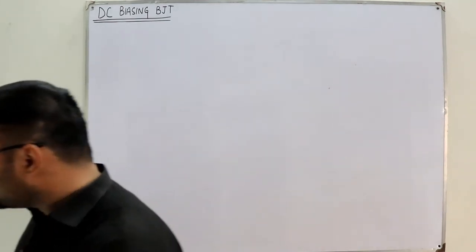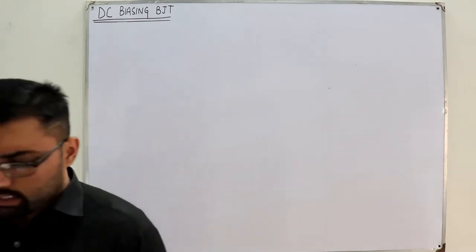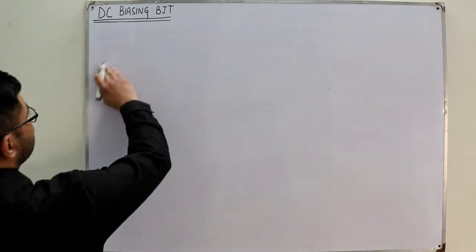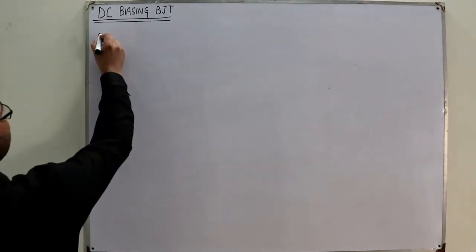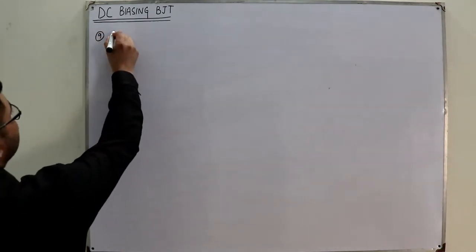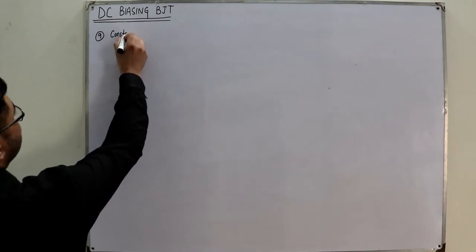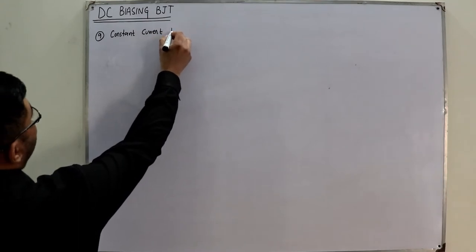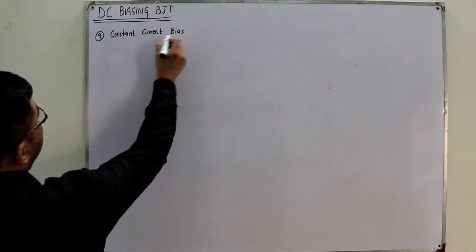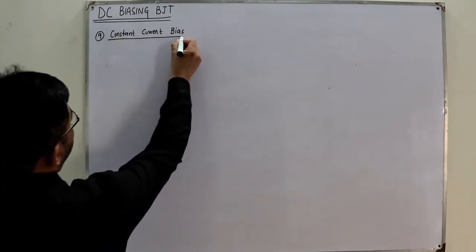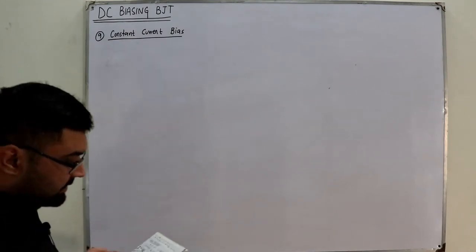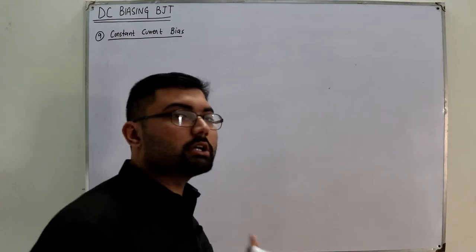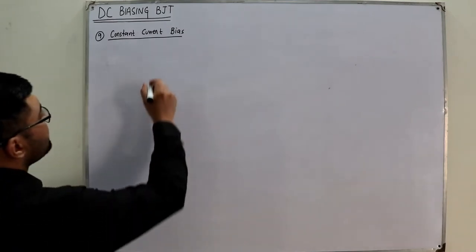Maybe the last biasing configuration, and let there be a constant current bias. So this is, I believe, number 9. Whatever it is, that doesn't matter. It is a constant current bias. As the name suggests, we have a constant current source.